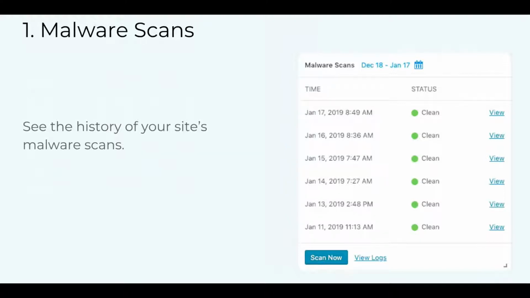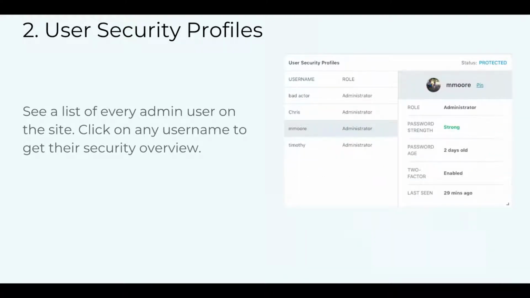Now, the malware scan is going to be the first card. It is a quick way that you can go in and see your last several scans. If you need to view a particular scan in the security logs, you can just click the view and it'll take you right to that scan result. And again, don't worry, we're going to go over all this again later when we actually look at the physical cards.